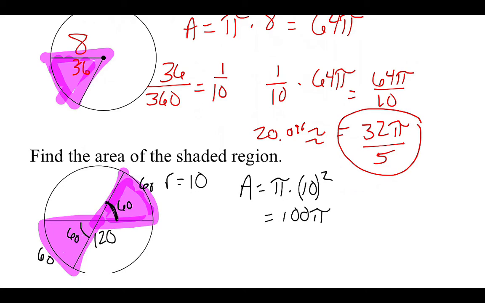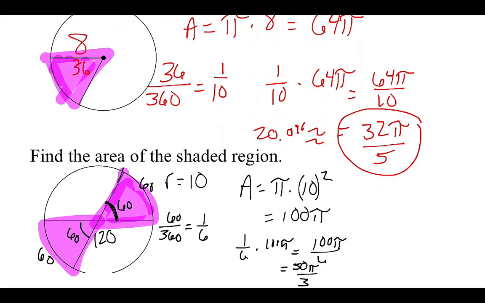So a couple different ways you can think about it. I'm going to do it this way. If I have 60 degrees out of 360, that's exactly 1/6 of the circle. So 1/6 of 100 pi is going to be 100 pi over 6. Now again, both of those would reduce, so this would reduce to 50 pi over 3. Now the 50 pi over 3 just represents the area of this one sector that I have outlined in black.